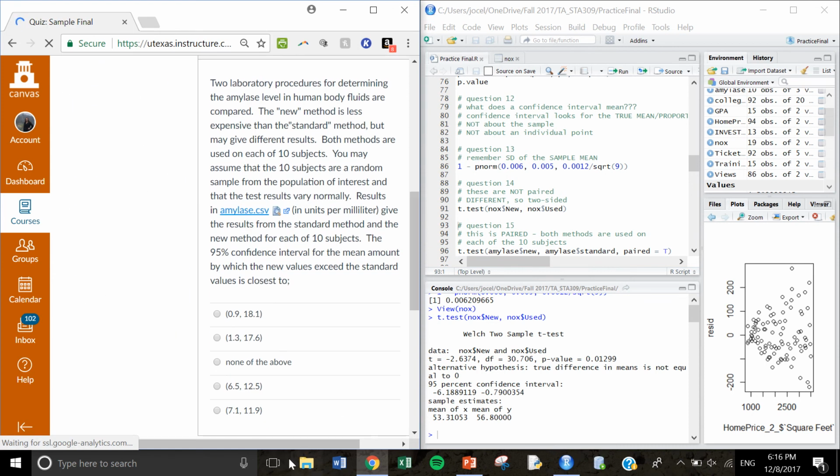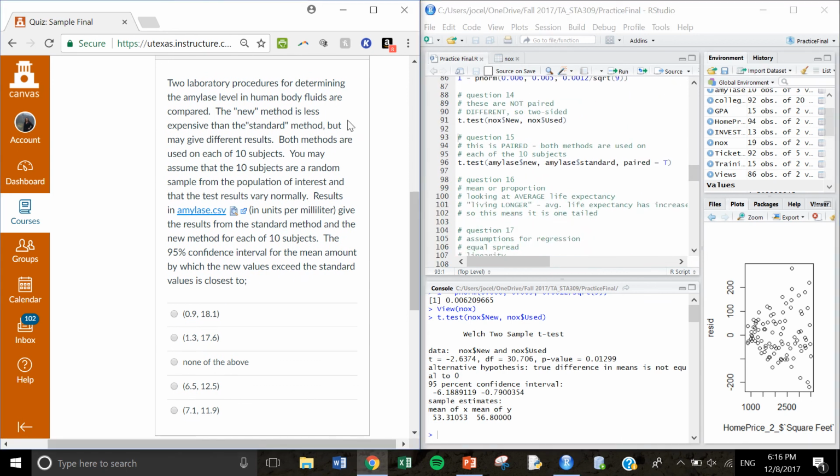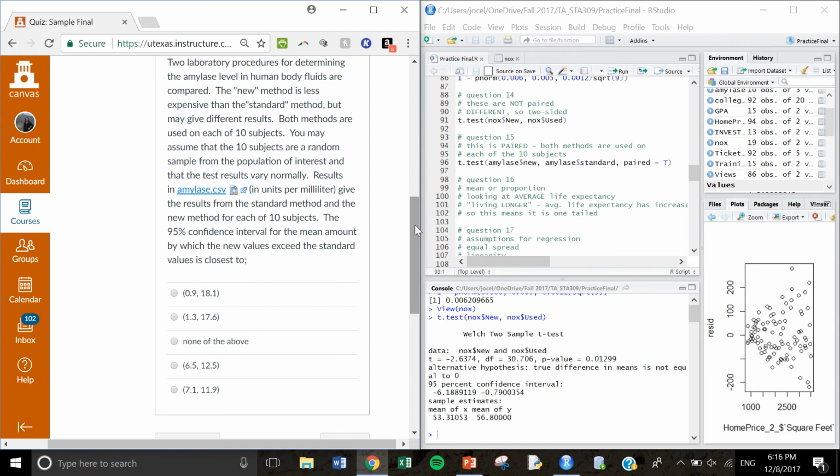Number 15. Two laboratory procedures for determining the amylase level in human body fluids are compared. The new method is less expensive than the standard method, but may give different results. Both methods are used on each of 10 subjects. This is our hint that this is a paired test. We had 10 subjects, and both methods were used on each subject. So the results are given in this file, and we're trying to find the confidence interval for these subjects.